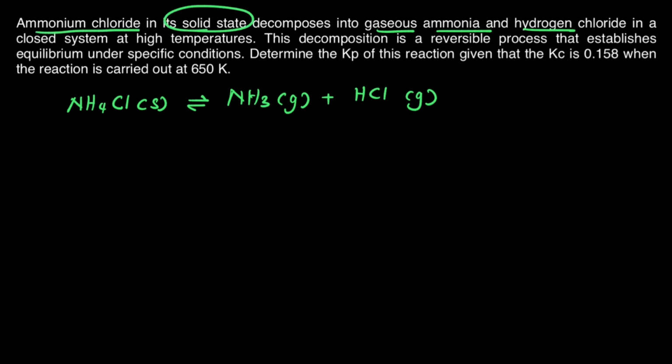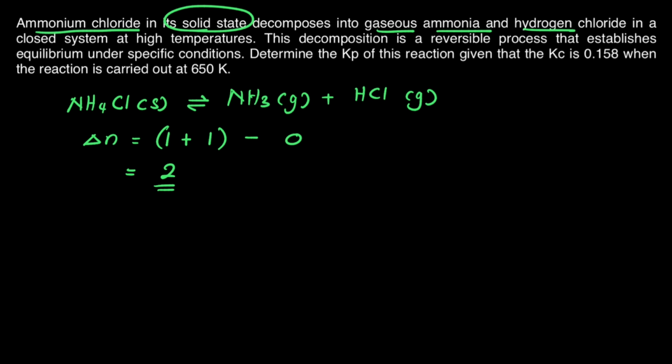This is very important because you need to find your delta n. So delta n is whatever is in the products minus whatever is in the reactants, provided that it is in gaseous form. So this is a balanced equation. So we have 1 mole of NH3 and 1 mole of HCl, minus the reactant, which is 0 because the reactant is a solid. So your delta n is equivalent to 2.